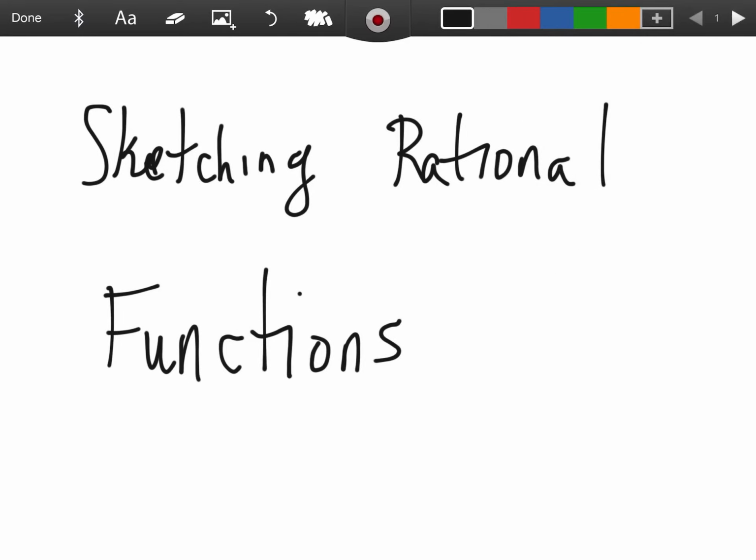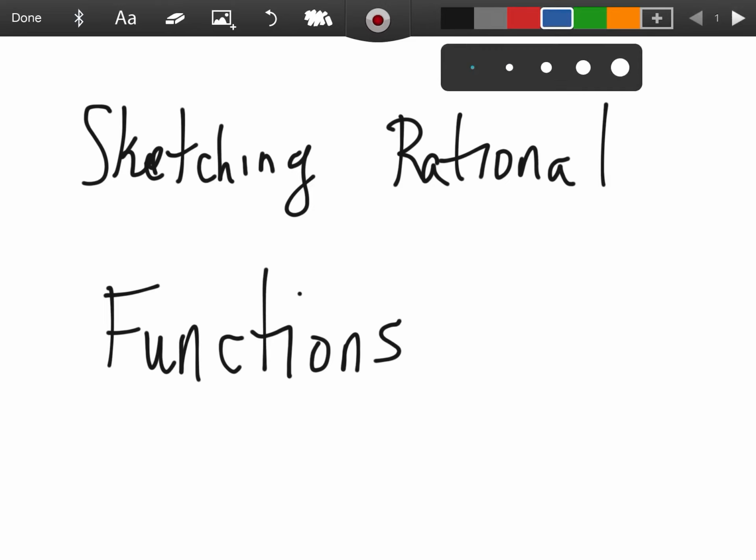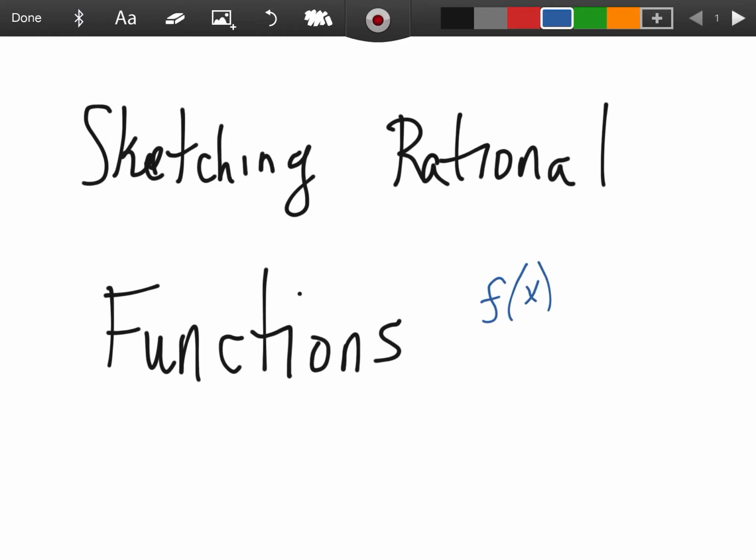All right, welcome. In this video, we are going to be covering sketching rational functions. So let's just start off by remembering that a rational function is just a function that is written in some sort of fraction form. So we could see something like x squared minus 4 over x squared plus 2x minus 8, or something along those lines. All right, this is a rational function.